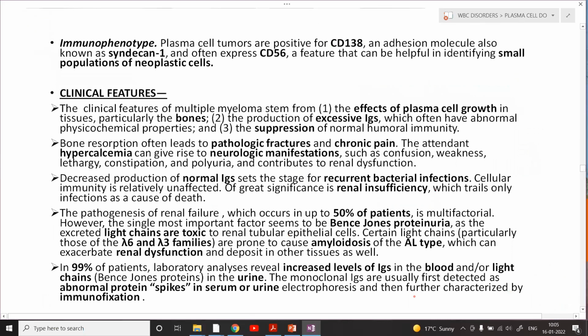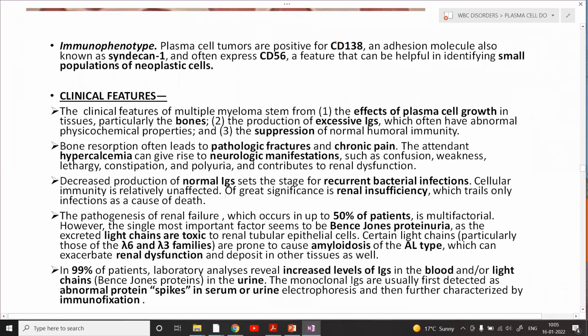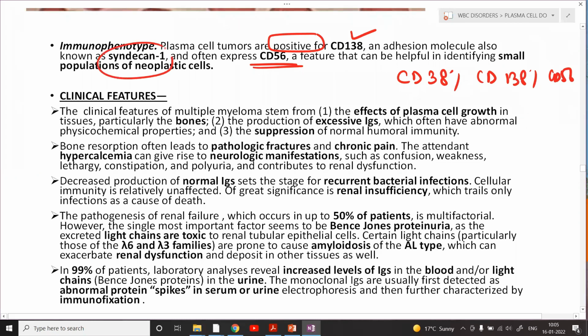Okay, now we are going to see the immunophenotype. Which markers are positive for plasma cells? Plasma cell tumors are positive for CD138. Not only CD138, they are positive for CD38 as well as CD138, and also CD56. Some new marker is also there, that is called syndecan. But most importantly, if you have to choose one, choose CD138.